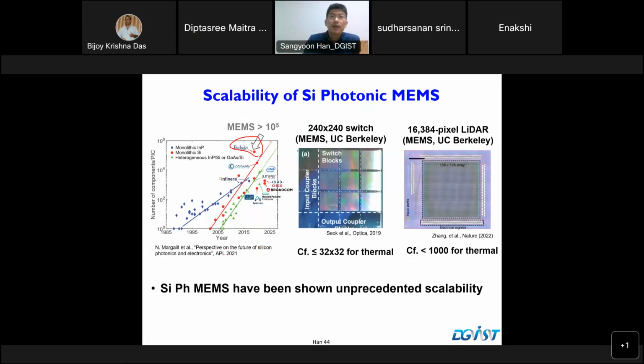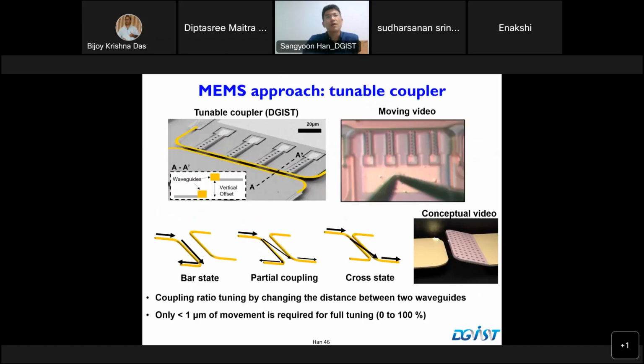I've started making the optical gate, which is the basic building block for programmable photonic circuits using MEMS. So basically, we use waveguides. To remind you, we need two components. One is a tunable coupler, the other is a phase shifter. This slide shows you the tunable coupler part.